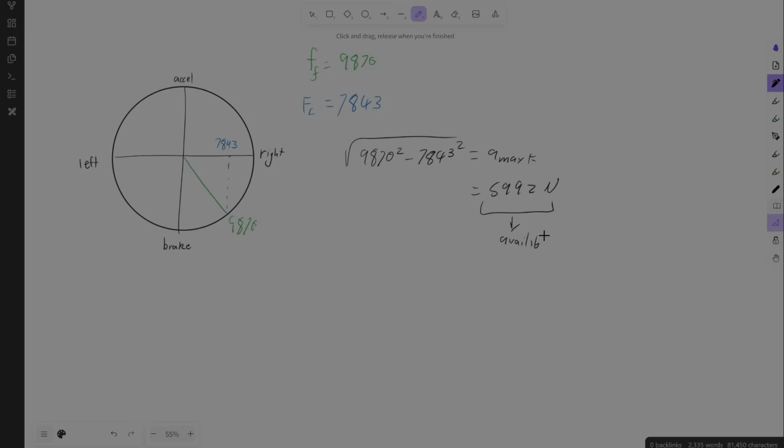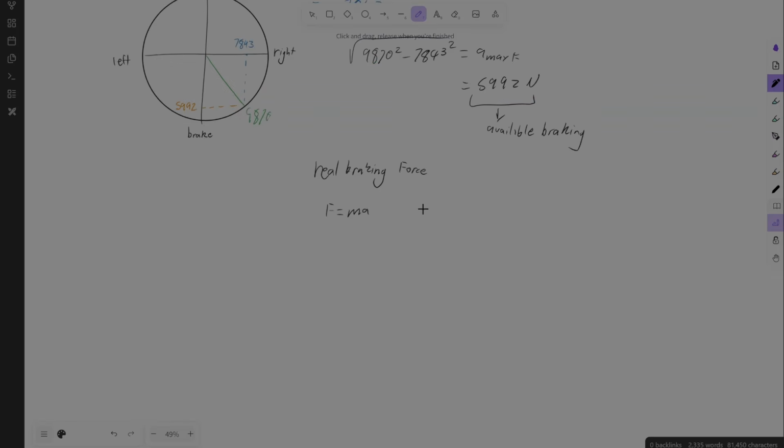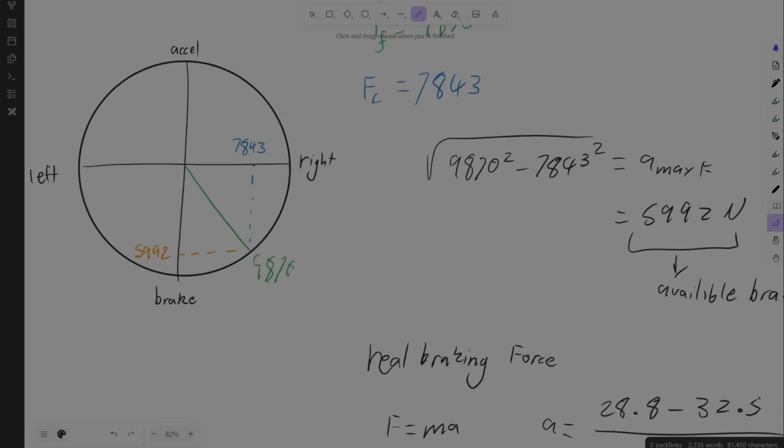Knowing the frictional force and required turning force, we can deduce a maximum allowable force for braking to be 5,992 newtons. And if we use the acceleration formula, we get a deceleration of 1.85 meters per second squared, which when plugged into the force equation, we only get 1,480 newtons, way lower than 5,992 newtons. So he shouldn't slip then.